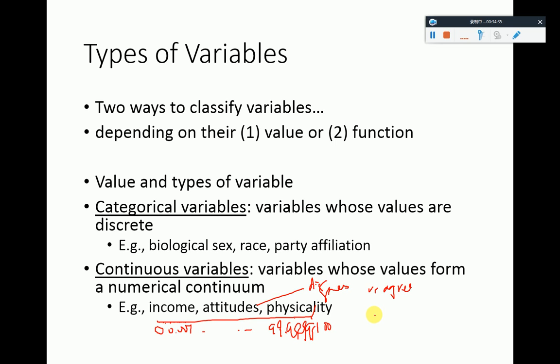But for many reasons that we don't have time to discuss here, scientists treat attitudes similarly to how they treat income.